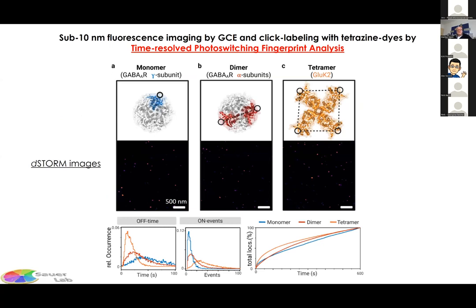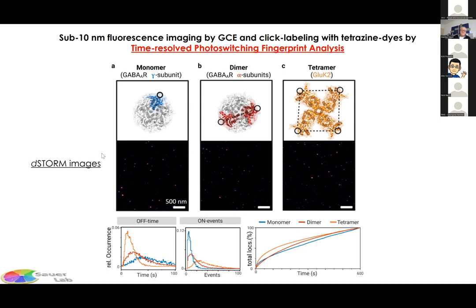Last but not least, the last 2 slides here, we thought about, can we translate or use this time resolved photo switching fingerprint analysis advantageously to extract distance information, spatial resolution information from samples, from cells. And for that, we use genetic code expansion. So we introduced unnatural amino acids into GABA receptors in the plasma membrane and into the GABA subunit.